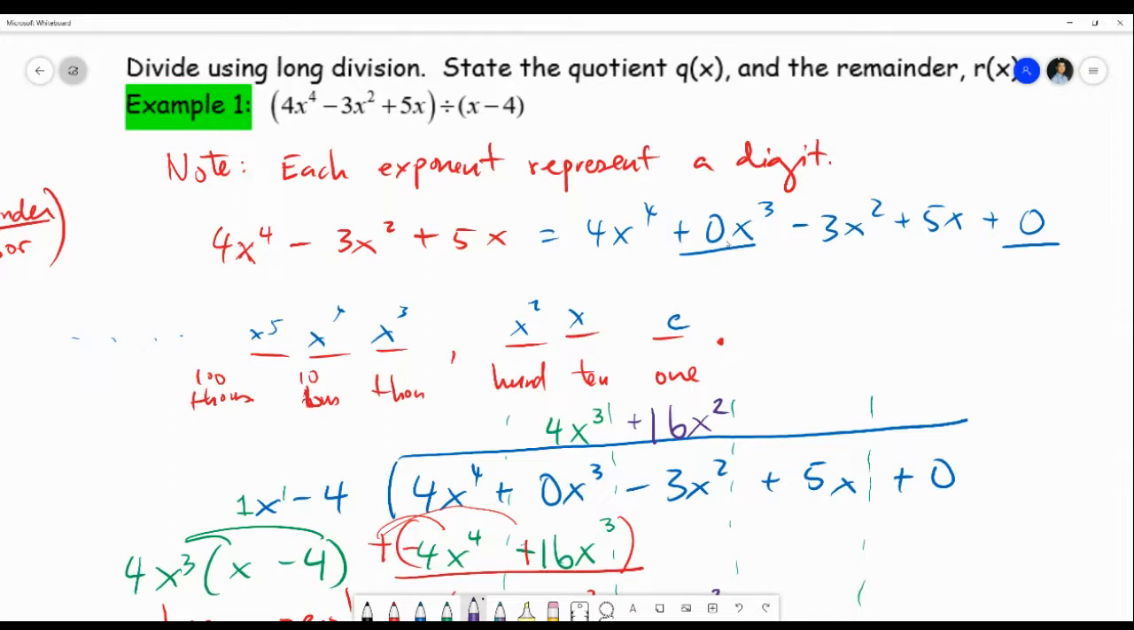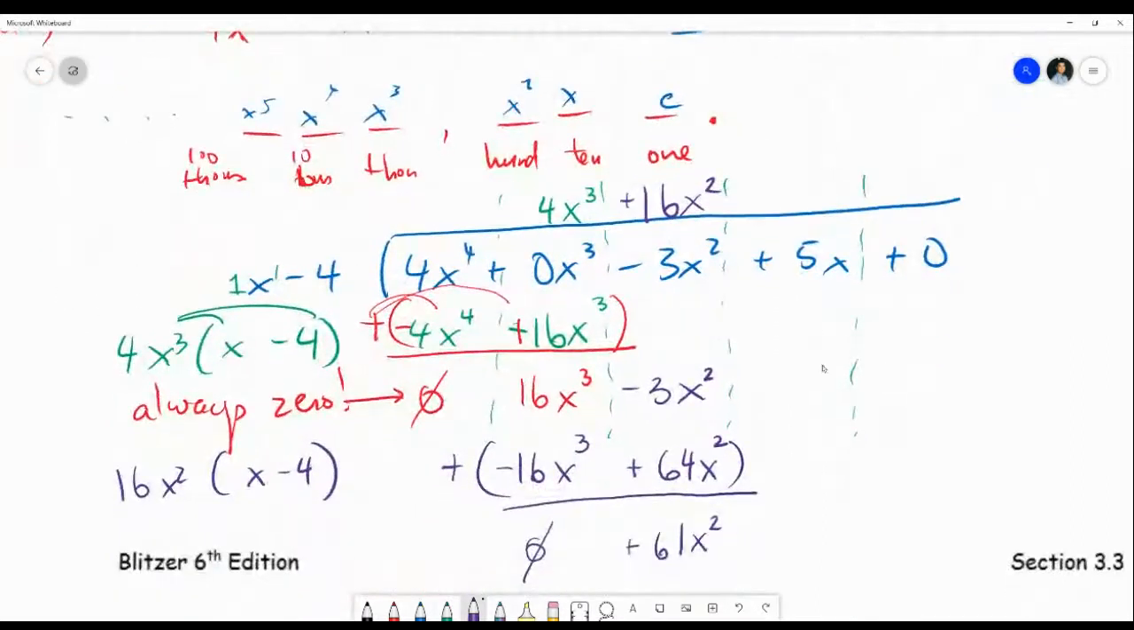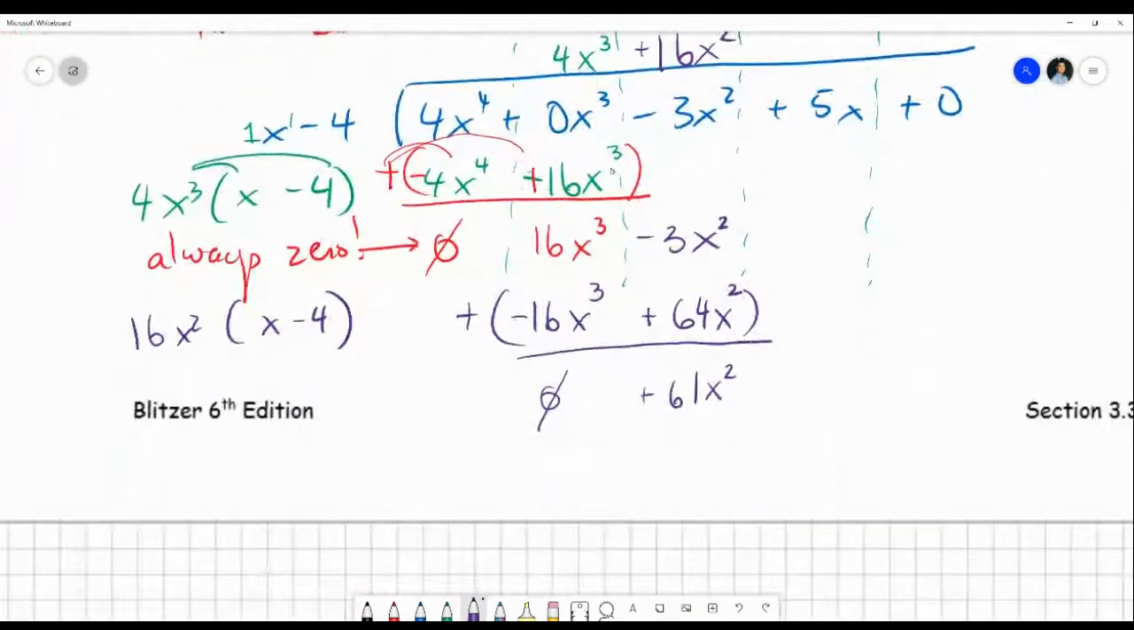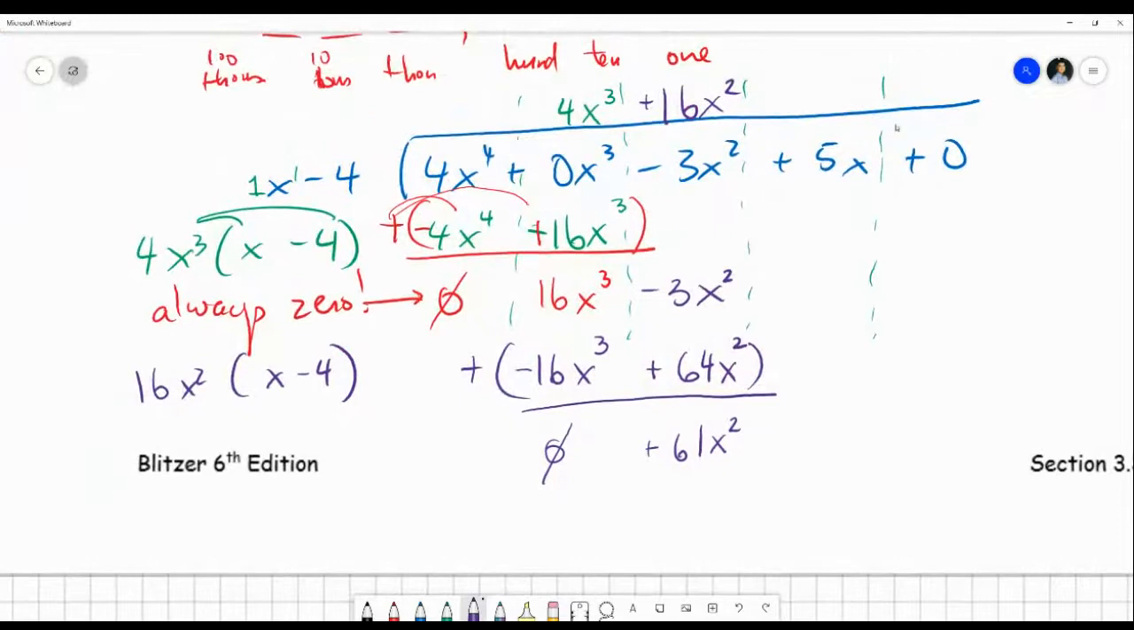Since we're missing the x cubed, we need to use 0 as our placeholder, and we need to use 0 as a placeholder here for the constant term. So anytime that you are writing an expression, make sure that every single exponent is present. So here we have x to the 4th, x cubed, x squared, x to the 1, and the constant. So now let's go divide. Make sure you write out all of them.